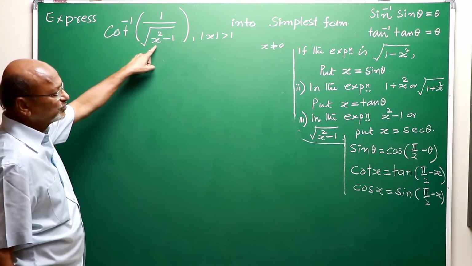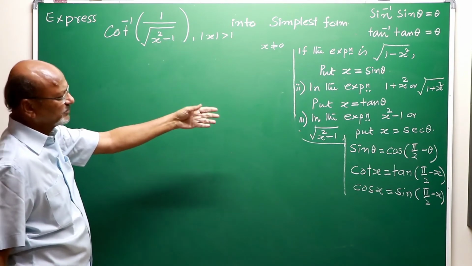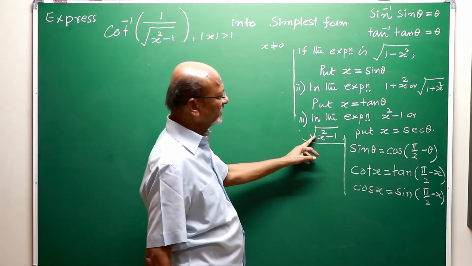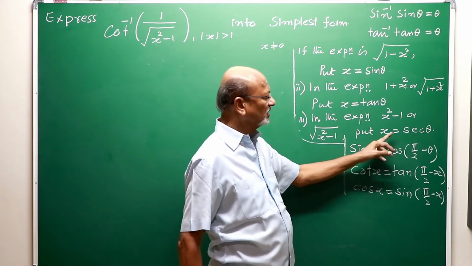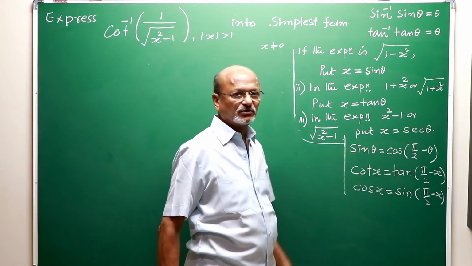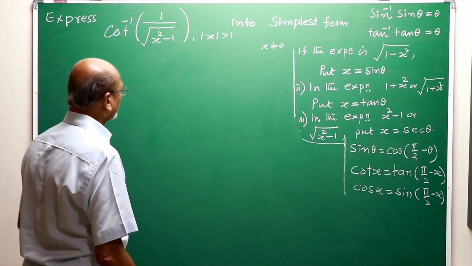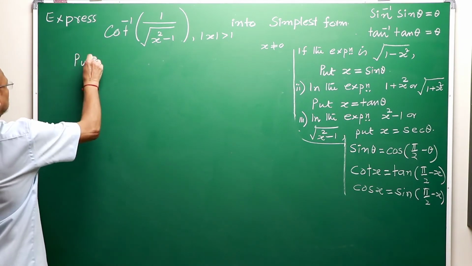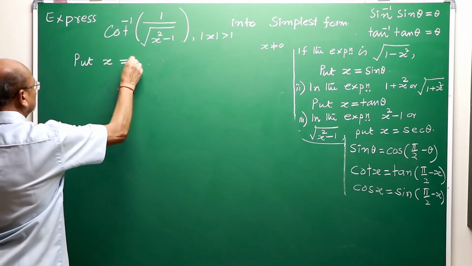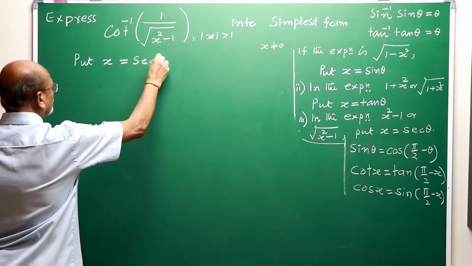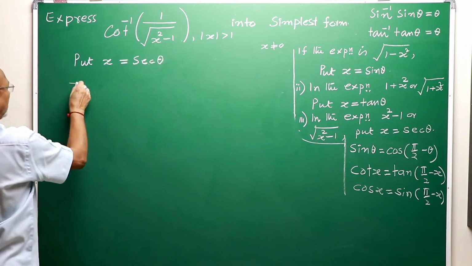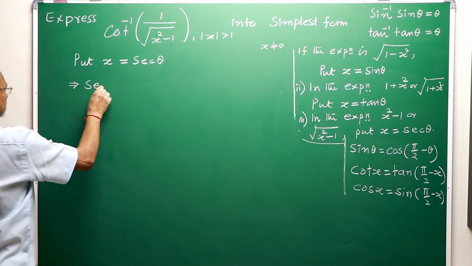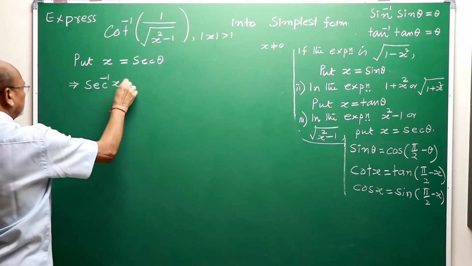Root x square minus 1. What is the substitution? Put x equal to sec theta. Yes, friend. Put x equal to sec theta. Bring this side. This gives sec inverse x is theta.